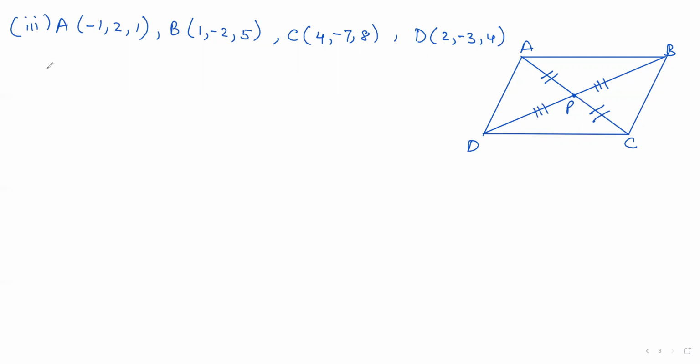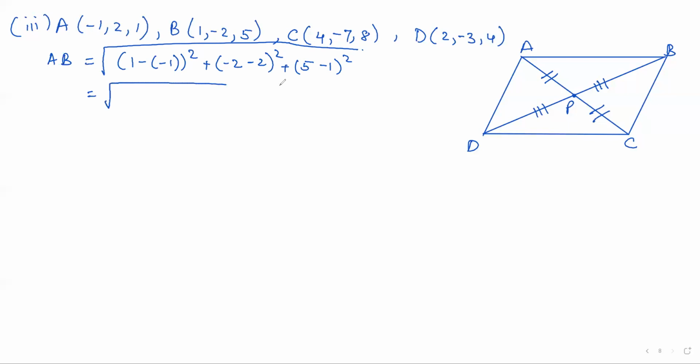we will use the distance formula. We will find the distances AB, BC, CD, and DA and prove that opposite distances are equal numerically because the coordinates are given to us. Let's calculate. AB is equals to, again, you'll have to write the formula first, then place its value: 1 minus of minus 1 whole square plus minus 2 whole square plus 5 minus 1 whole square.